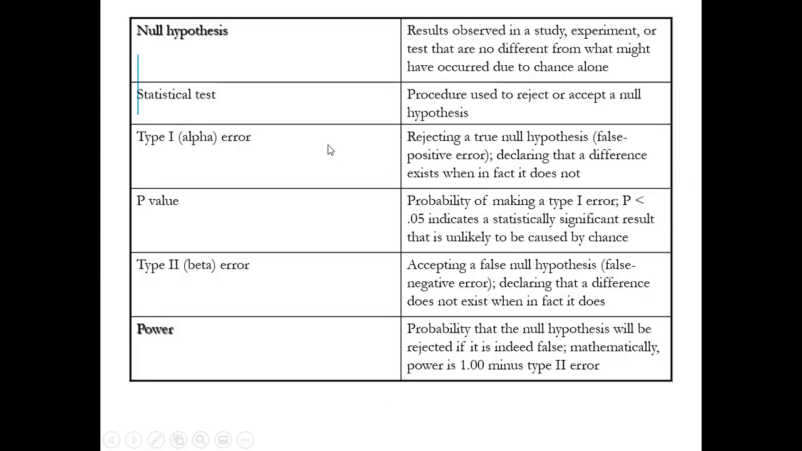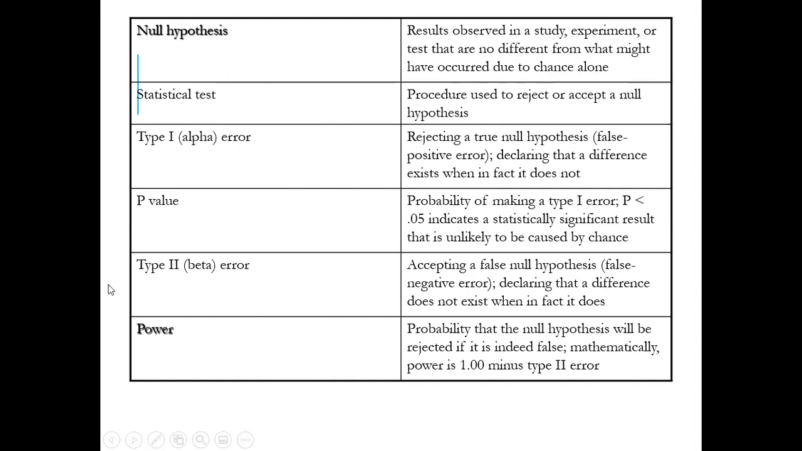So we have certain terms that have been used, and we'll talk about these terms in a nutshell. Null hypothesis is where the result observed in a study, whether experimental or test, shows that there is no difference from what might have occurred due to chance alone. Statistical test is the procedure used to reject or accept the null hypothesis that we are talking about.